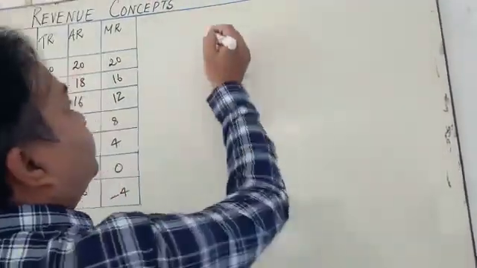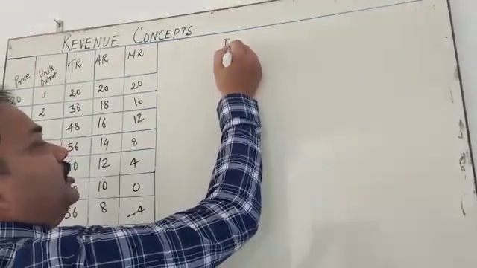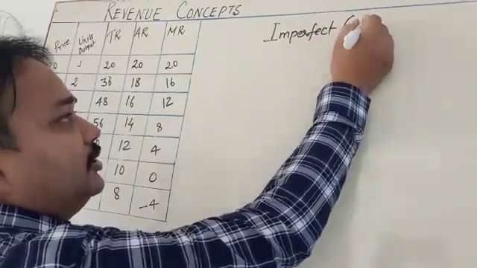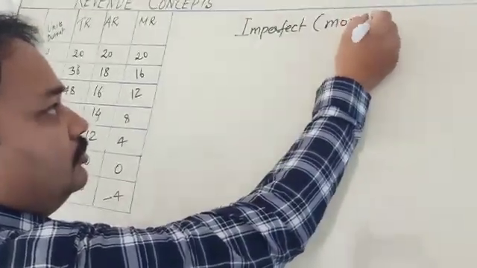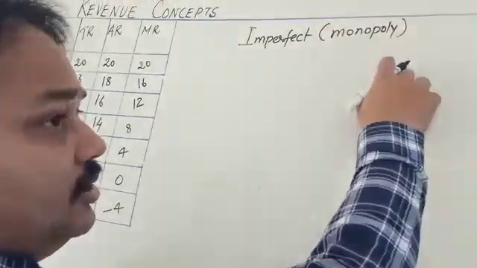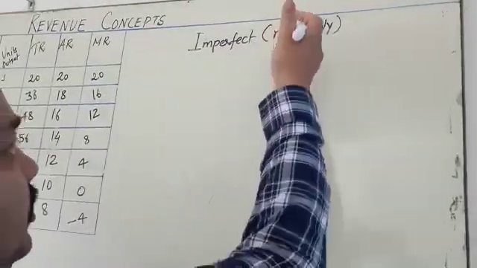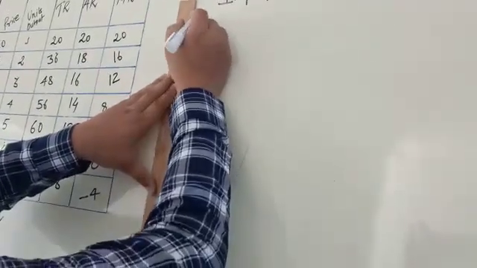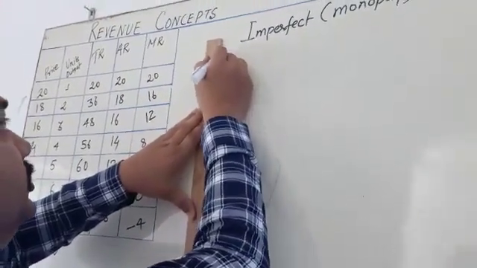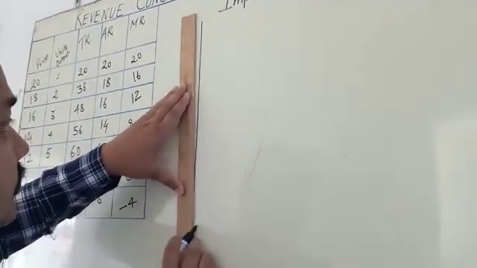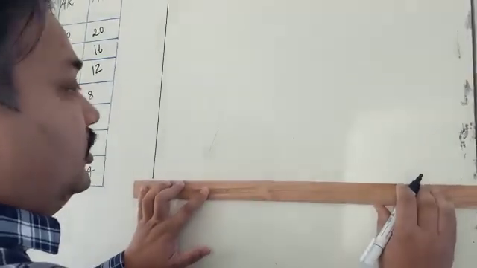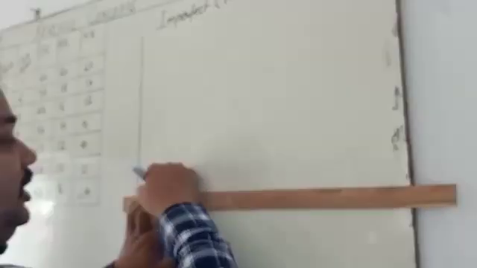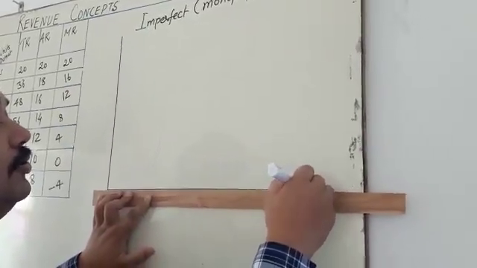It is a situation of imperfect competition. Imperfect means you can say monopoly, monopolistic, oligopoly. So draw the graph of AR and MR. In this graph you observe the tendency of AR and MR. My dear student, both AR and MR are going to fall down.